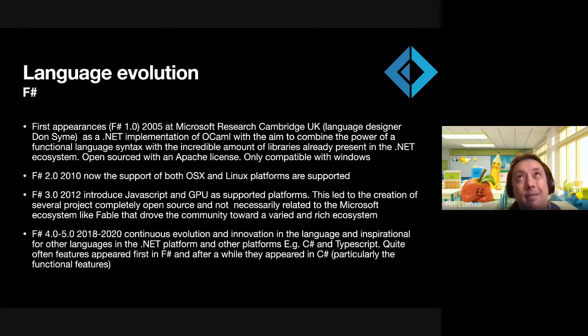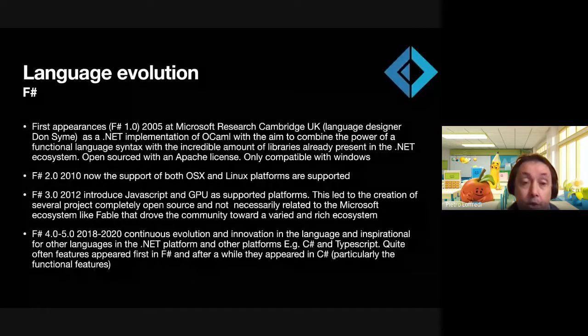In 2010, version 2.0 was released. For me it was a big leap in the language, because it added support for Mac OS X, Linux, and other platforms, and it was the only functional language in the .NET ecosystem that could be used on different platforms. F Sharp 3.0 in 2012 was another leap in the language evolution, because it introduced JavaScript and GPU as supported platforms.